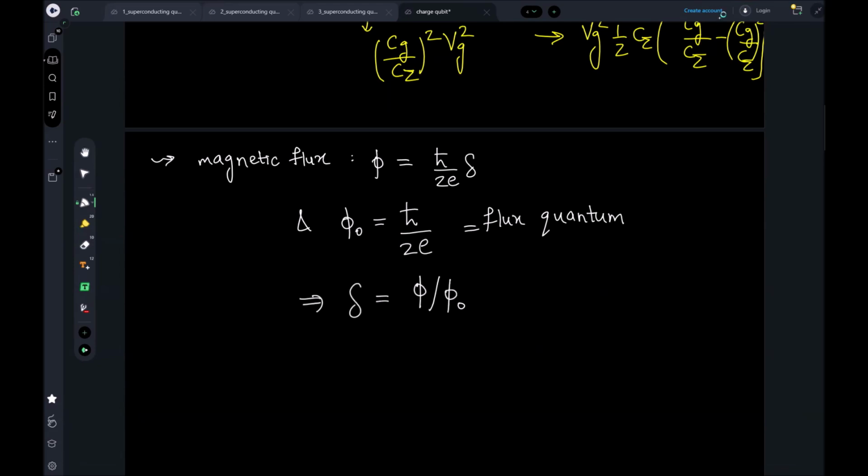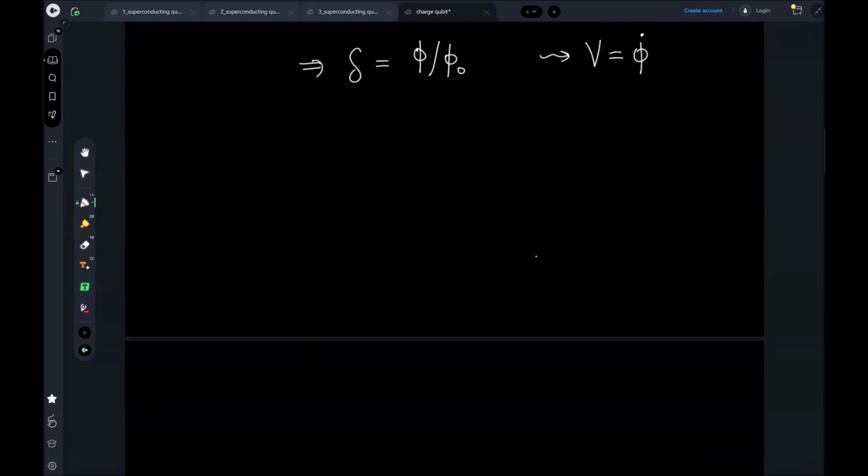And from the second Josephson junction relation, what we get is that the voltage is just the time derivative of the flux. Now, next, what we are going to do is write the Lagrangian of the system. And if you don't know what a Lagrangian is, a Lagrangian is basically the kinetic energy minus the potential energy of a system. So this is just the kinetic energy minus the potential energy.